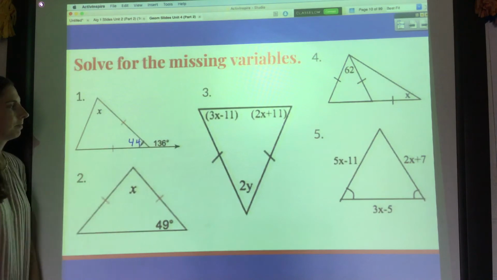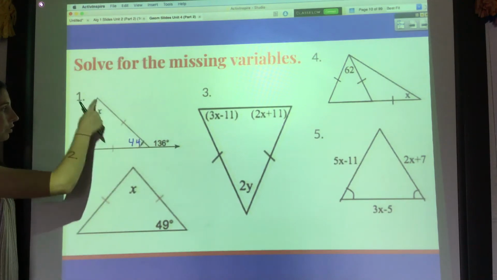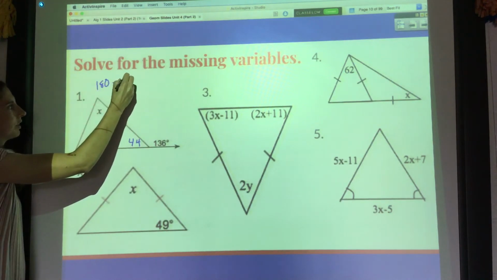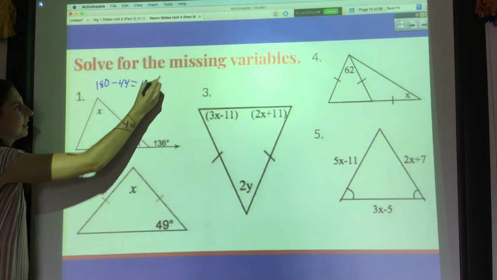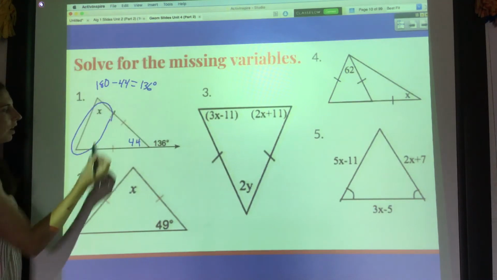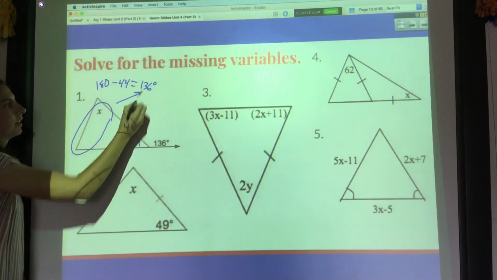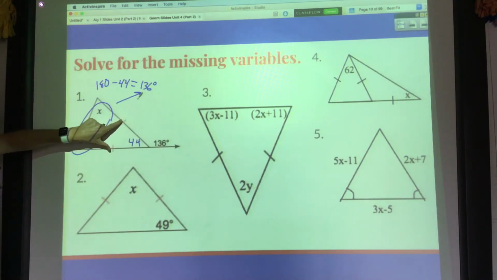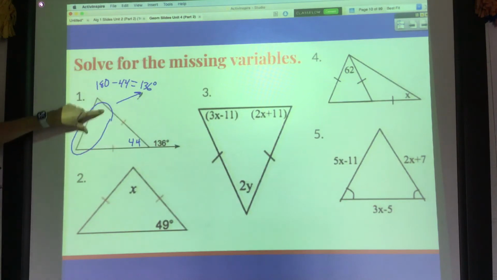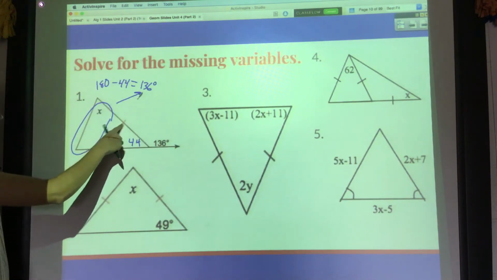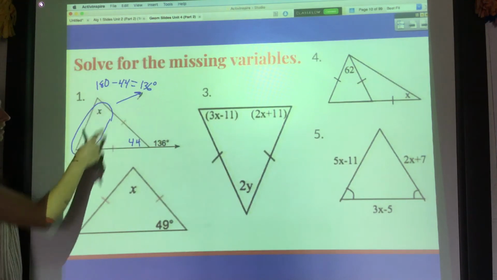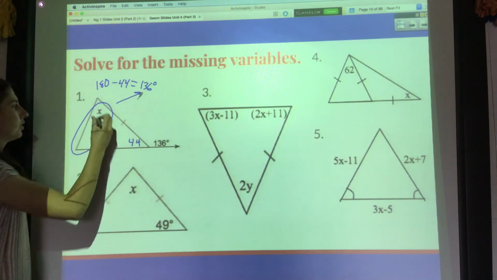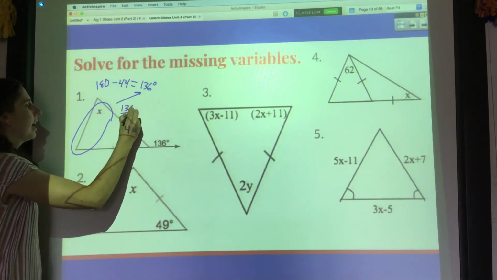these are supplementary. Then I know that this triangle is supposed to add up to 180. So 180 minus the 44, we're actually back to 136. And so whatever these two angles are, they should be 136. And since these are base angles and I'm on an isosceles triangle, I know that these two are congruent because they're opposite of these congruent sides.